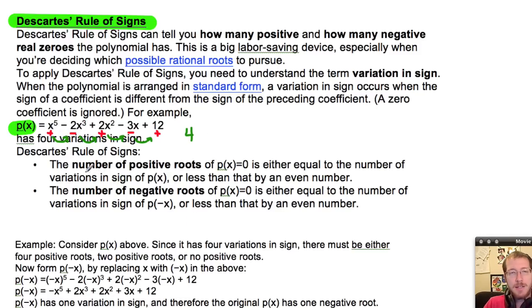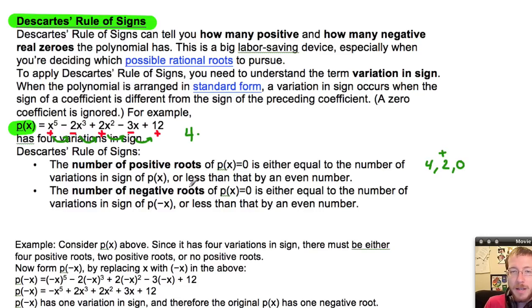So the Rule of Signs says the number of positive zeros or positive roots of our function P of x is either equal to the number of variations in the sign of P of x, and our example was 4, or any multiple of 2 less than that number. So in this case we could have 4 positives, or subtract 2, we could have 2 positives, or subtract 2 until we get to 0, we could have no positive roots. So that tells us the number of positive roots.